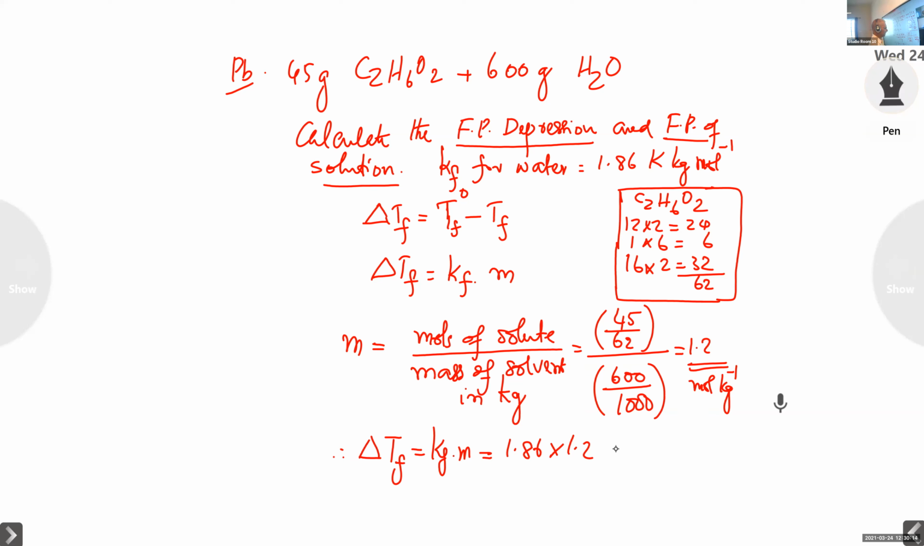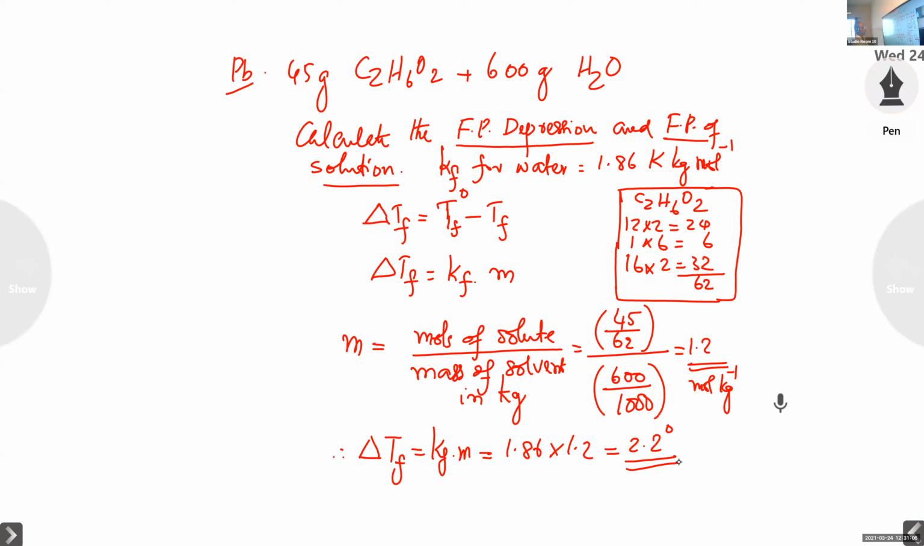On simplification, the value will be 2.2 degree. It may be Kelvin or degree Celsius, whatever it is. The difference in temperature is 2.2 degree. If you put that in Kelvin, then the freezing point of water should be in Kelvin. If you put this in degree Celsius, then the freezing point of water should be 0 degrees Celsius. This is only the temperature difference, 2.2, the difference in the freezing point. Maybe Kelvin or degrees Celsius, that is left to your freedom. So we have got delta Tf equal to 2.2 degree.